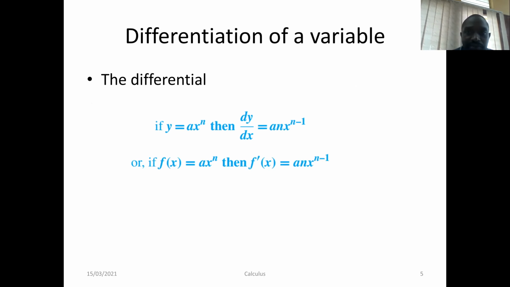Next, let's look at derivative of a variable. A variable could be any function of y. In this case, you may have y equals ax to the power n, or you may have f of x equals ax to the power n. Each of these functions are basically variables. It means that y is changing with respect to x. So the values of y will be changing depending on the value of x, and therefore they are called variables.